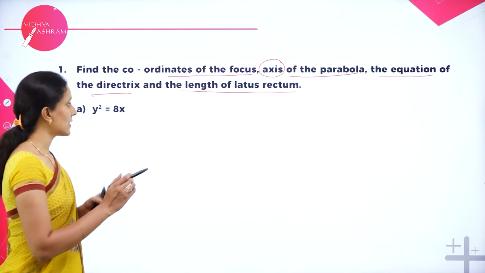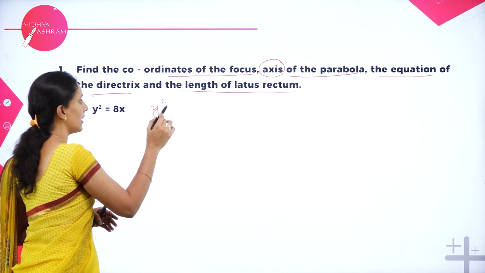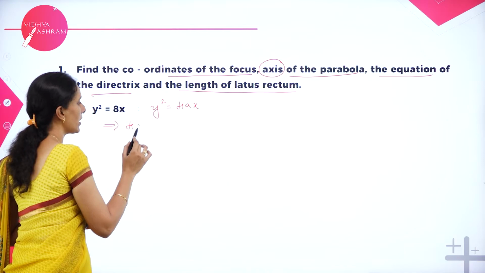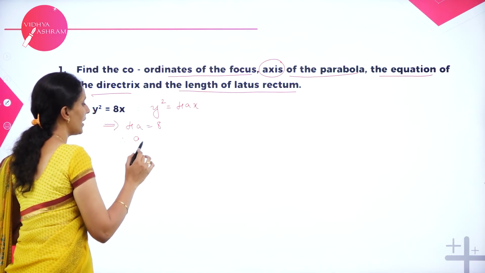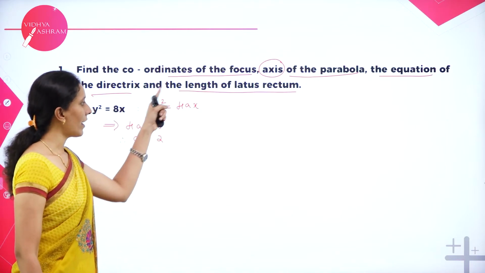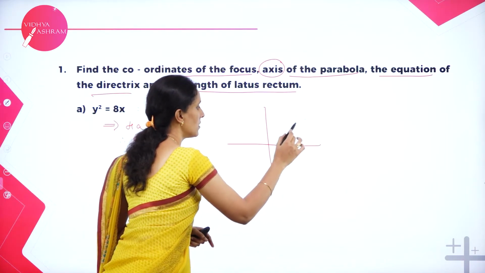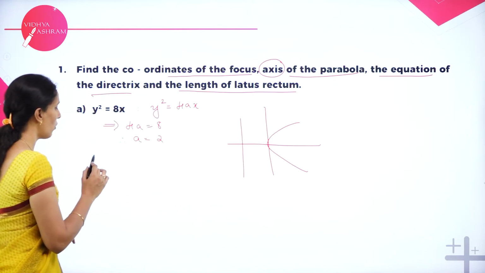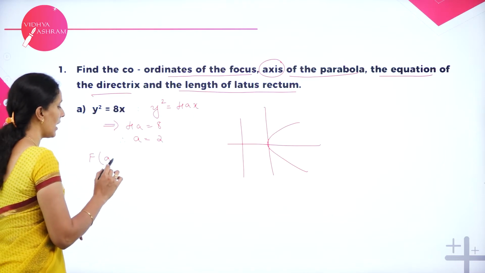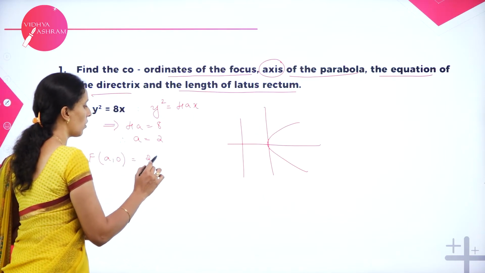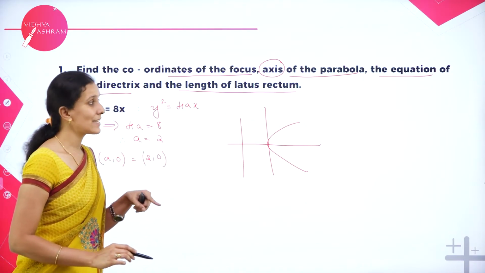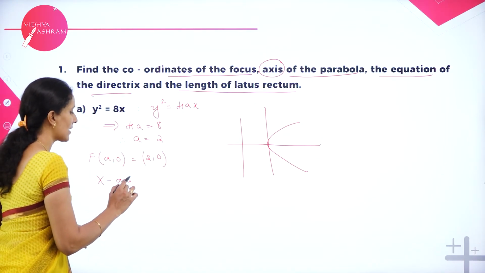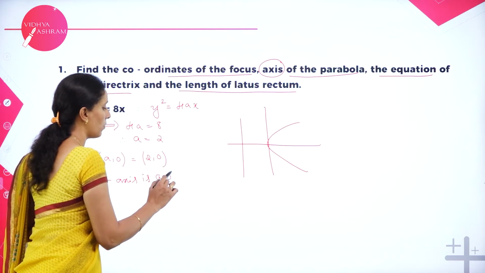So let us compare with the standard equation y square is equal to 4ax. If you compare, we get 4a is equal to 8, therefore a is equal to 2. Clearly, for a right-handed parabola, the focus always lies here and the directrix always lies here. So the focus can be written as (a, 0), that is equal to (2, 0). Next, which is the axis of symmetry? Here the axis of the parabola is the x-axis.